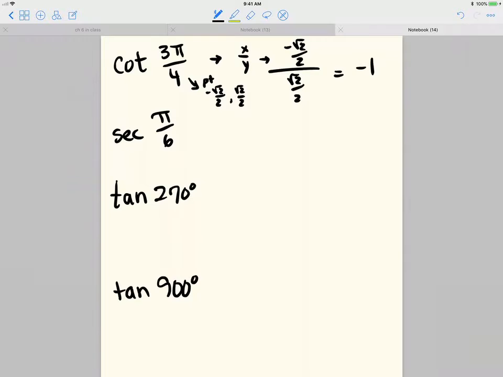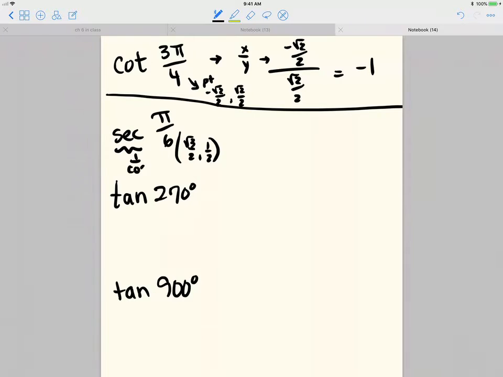All right. Pi over 6, just like 30 degrees. That point is square root of 3 over 2 and 1/2. And I need the secant of that function. So secant is the reciprocal of cosine. So for this one, I'm focusing on the x-coordinate, and I simply need to do the reciprocal of that x-coordinate. So I get 2 over the square root of 3. And you're welcome to leave it in that format.